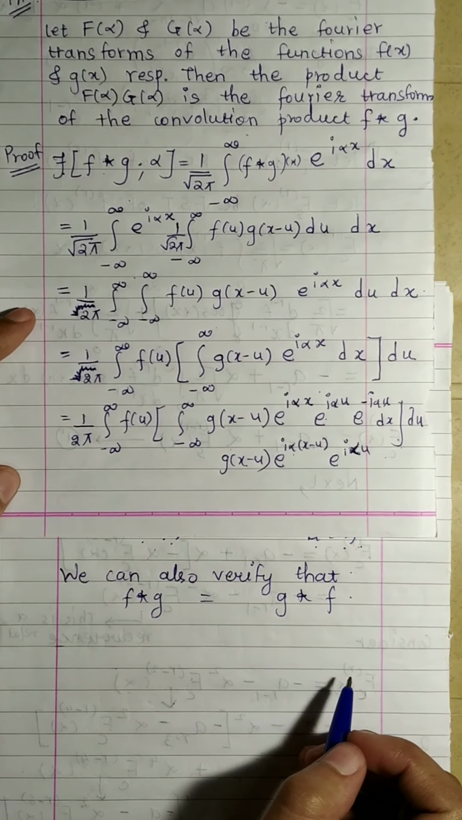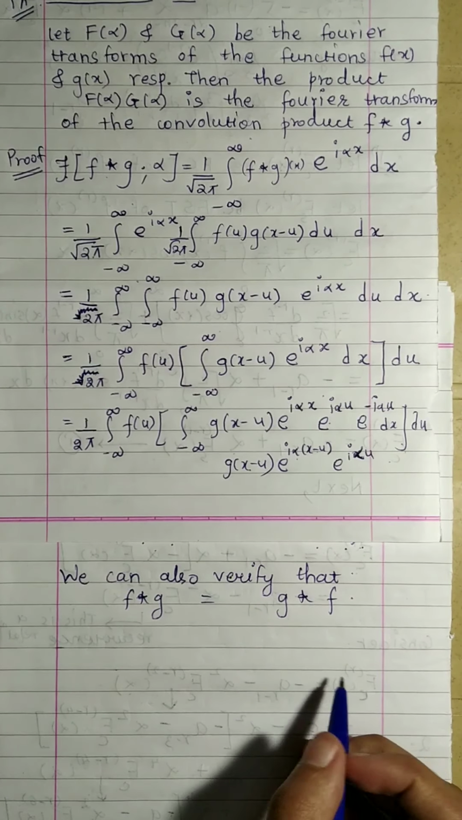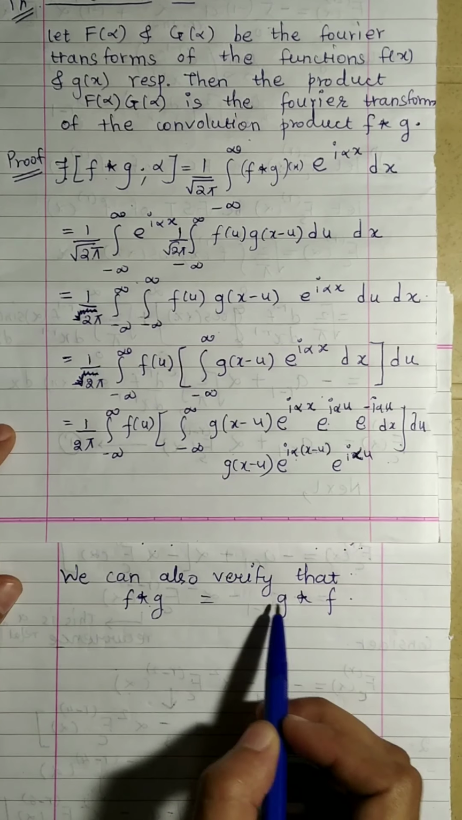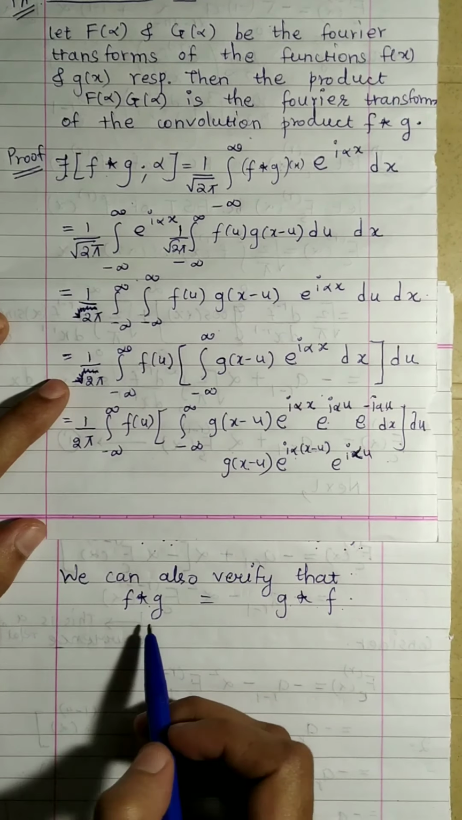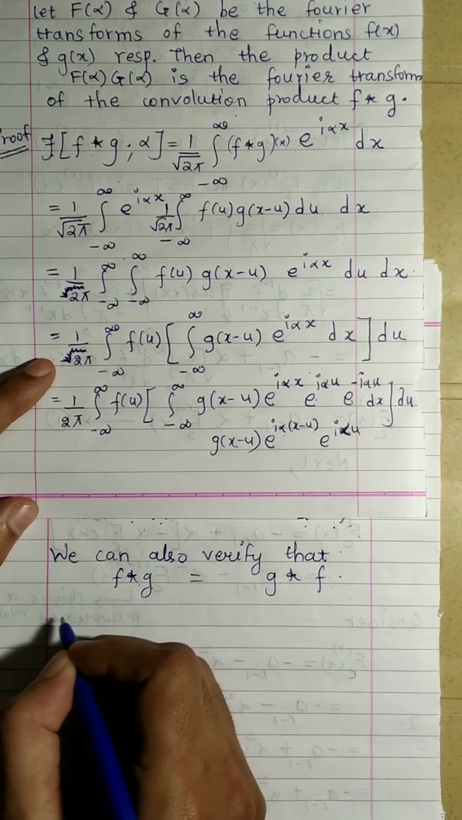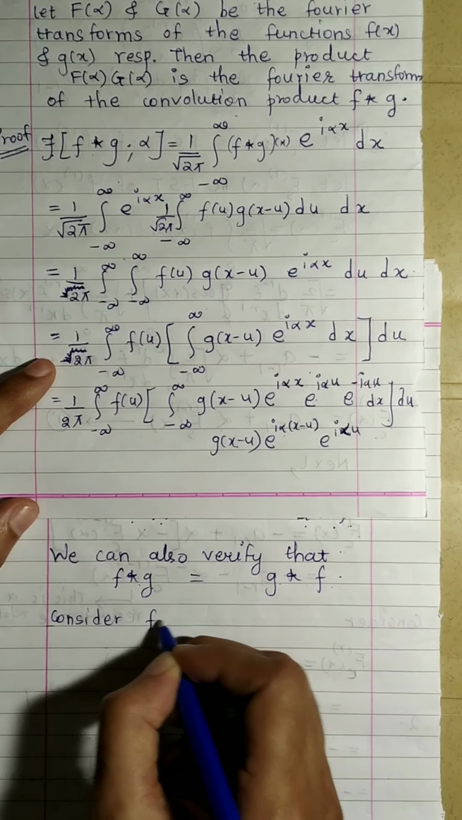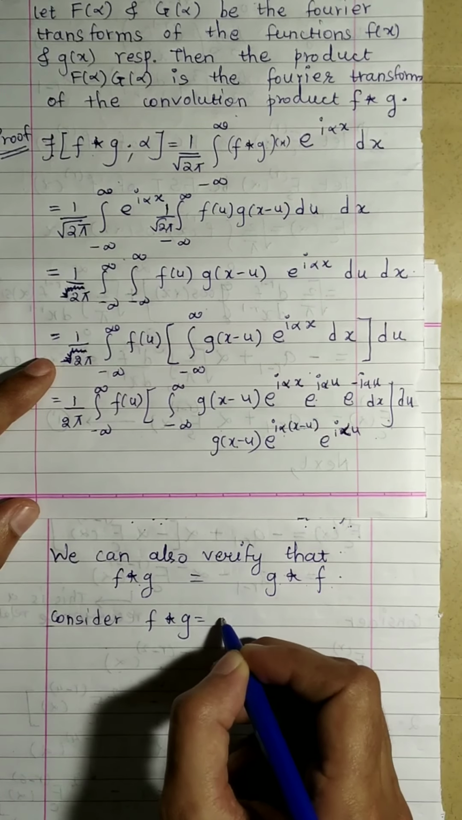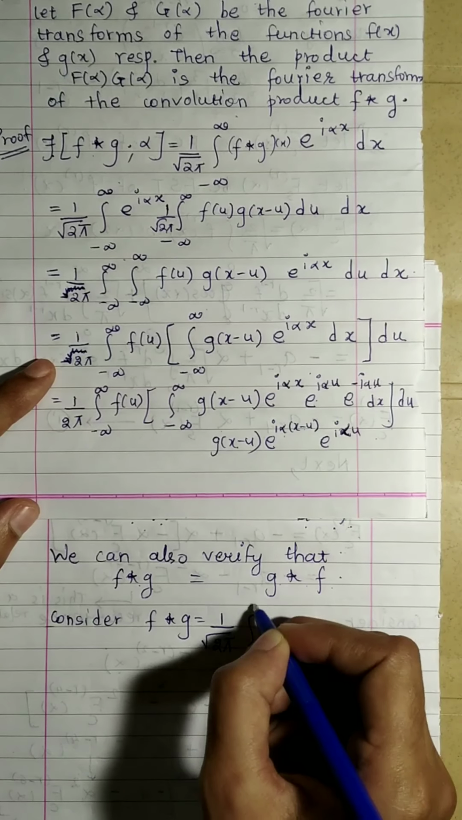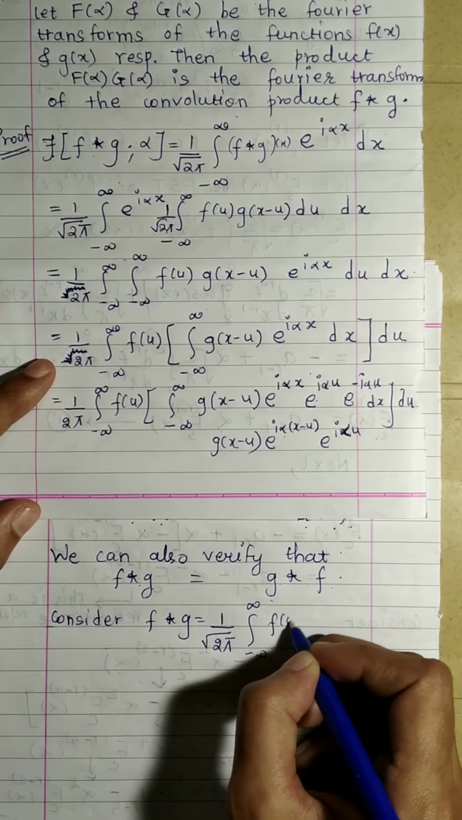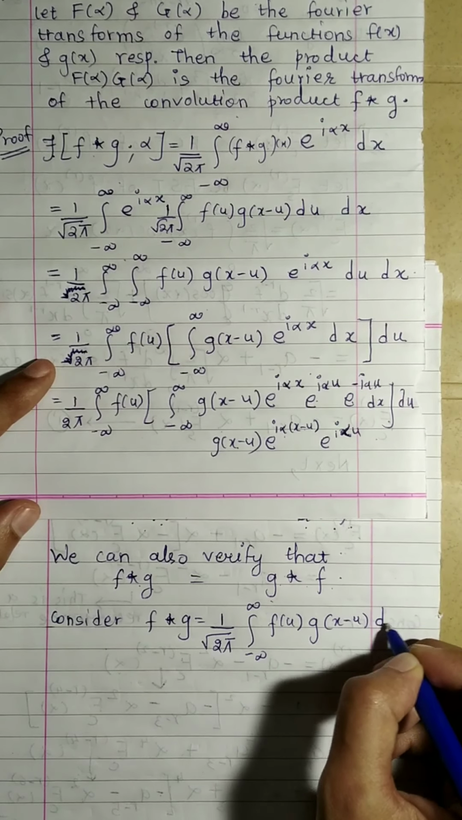Further, let us show that f star g is also equal to g star f. We can start with this. Consider f star g, which is given by 1 upon root of 2 pi integral from minus infinity to infinity f of u g of x minus u du.